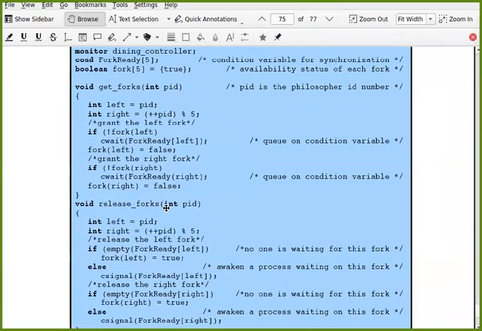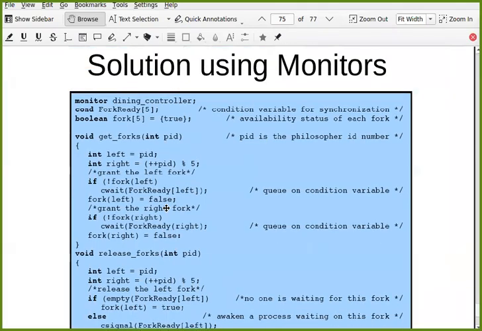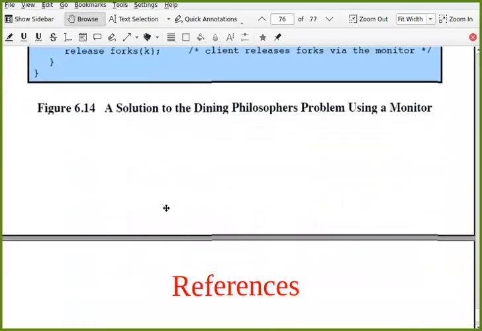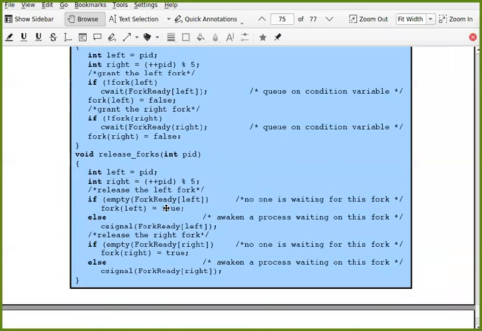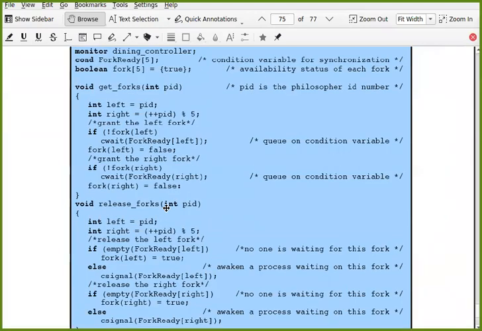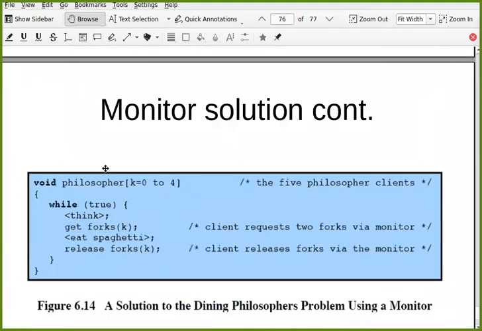And this is the solution using a monitor, which is very similar to the previous case. So let me go through this solution also. You can see that the main process is this philosopher process. What it does, it thinks, and then whenever the philosopher wants to eat, first it will get forks. Get forks means simultaneously it is getting both the forks.